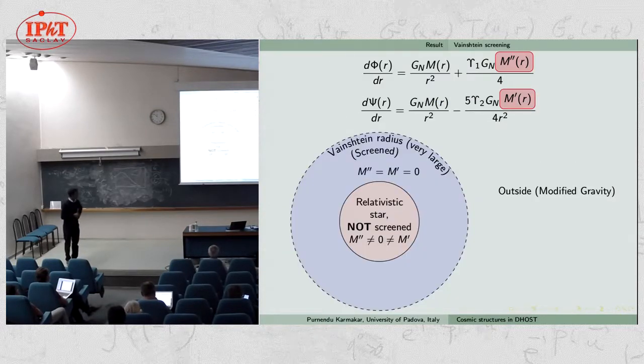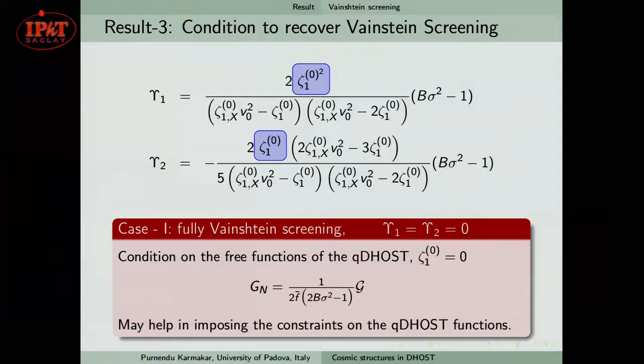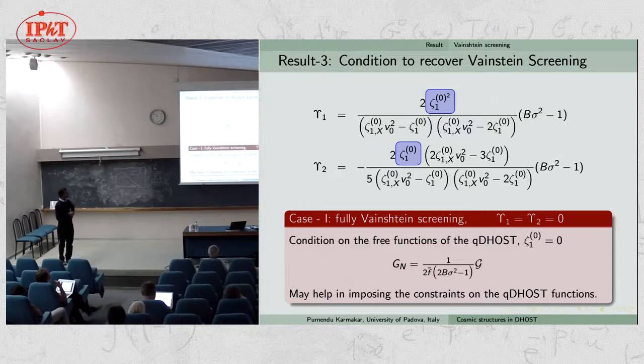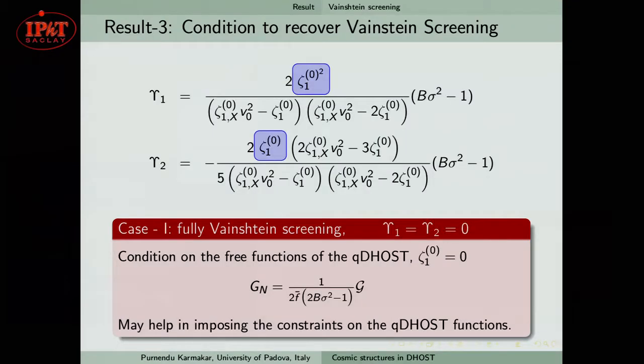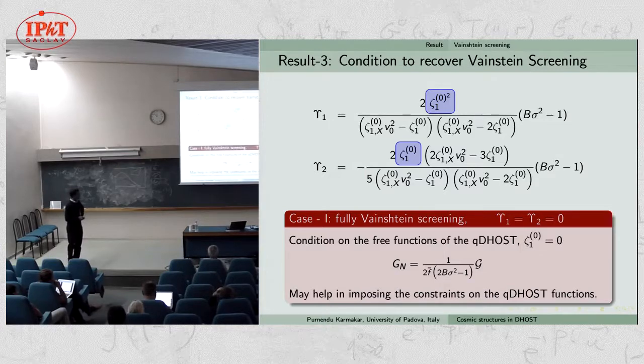So what we wanted to do is put a constraint on the theory so that we get the Vainshtein mechanism and GR back inside the body as well. The easy choice is that zeta 1 is a parameter of the model. If you put zeta 1 at 0 equal to 0, then these two terms become 0, and only the Newtonian force remains. However, zeta 1 at 0 being 0 does not mean the derivative of the function at 0 is 0, so it is okay. This is how we can recover full Vainshtein screening inside the matter as well. It may help in imposing constraints on the coefficients of the quadratic order degenerate theory. So people will probably be happy.